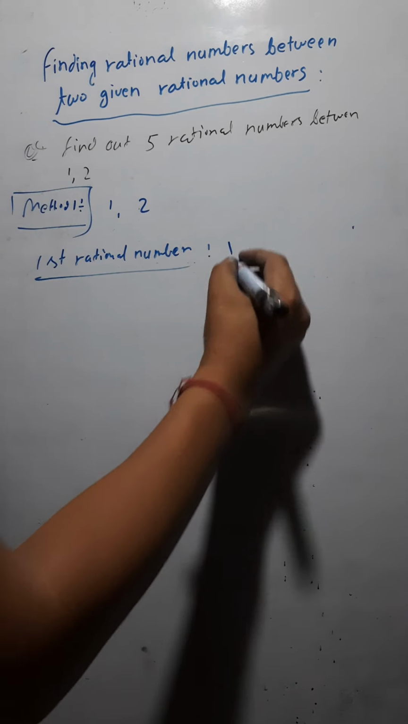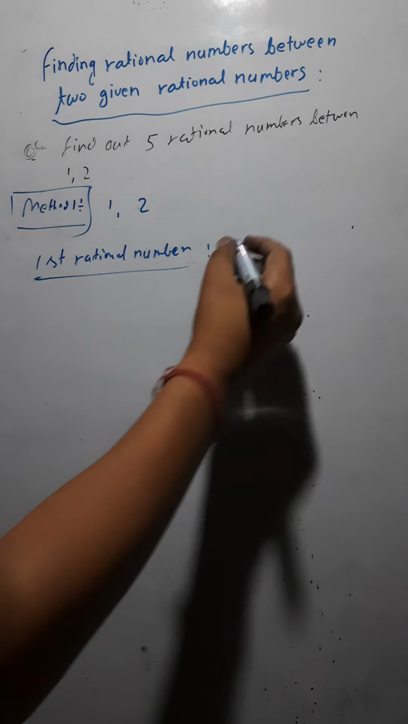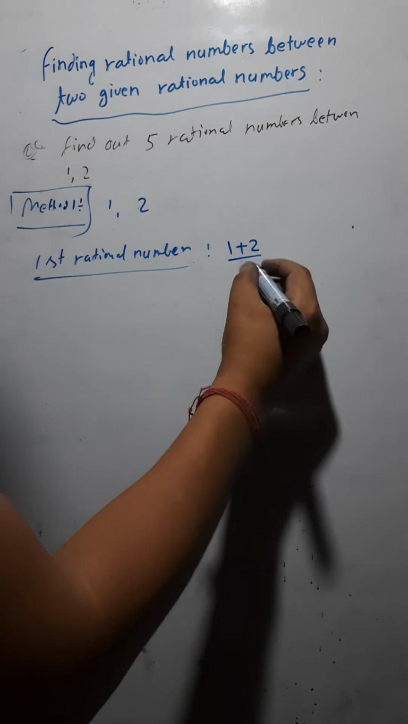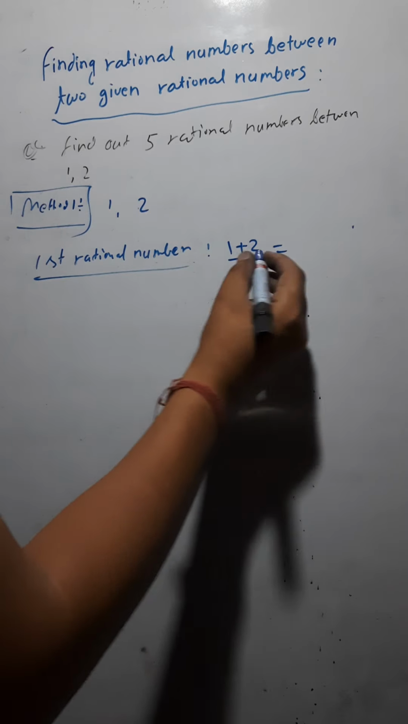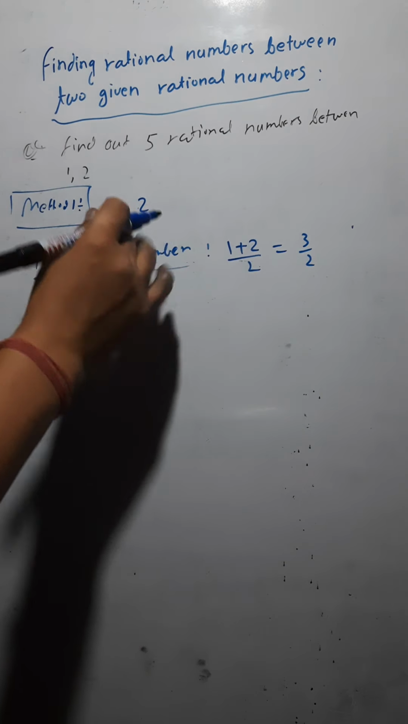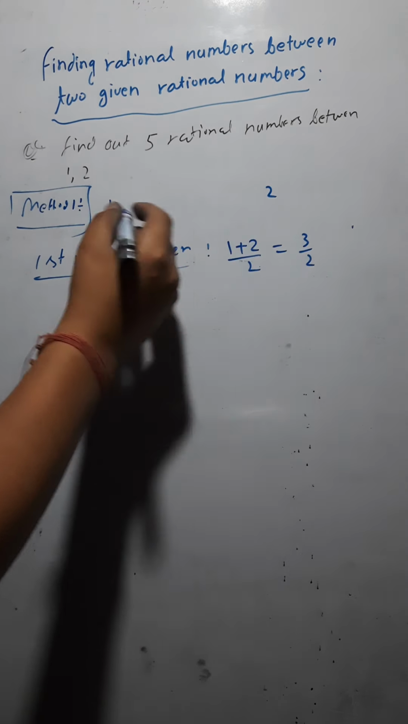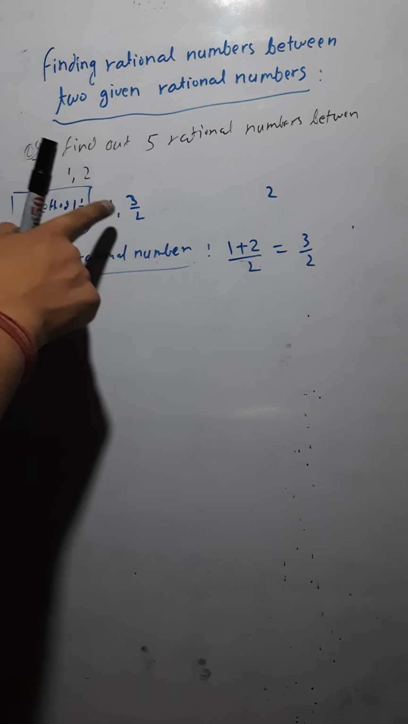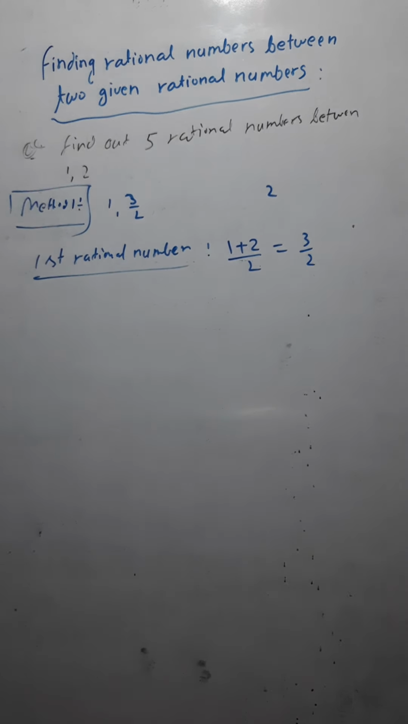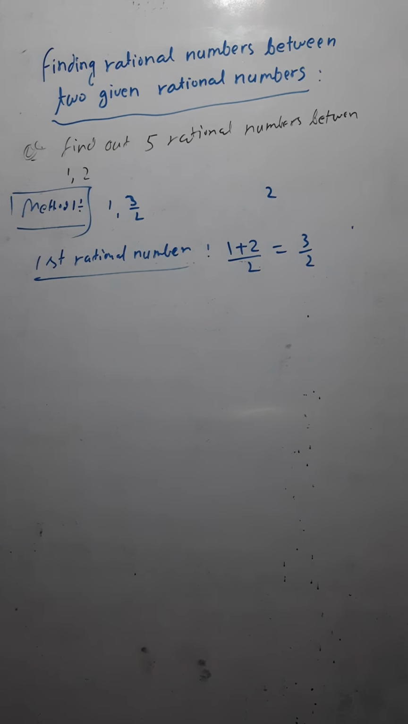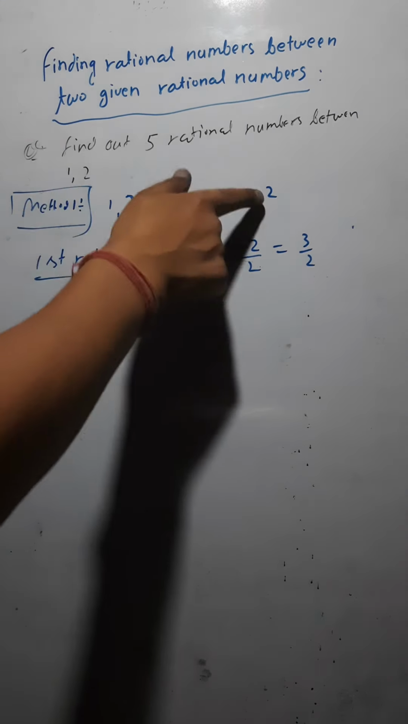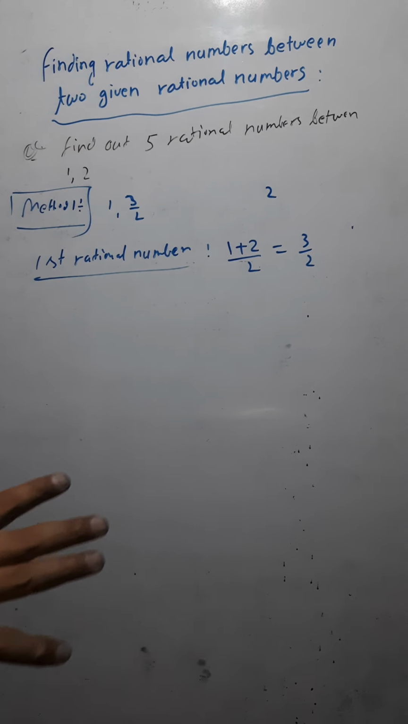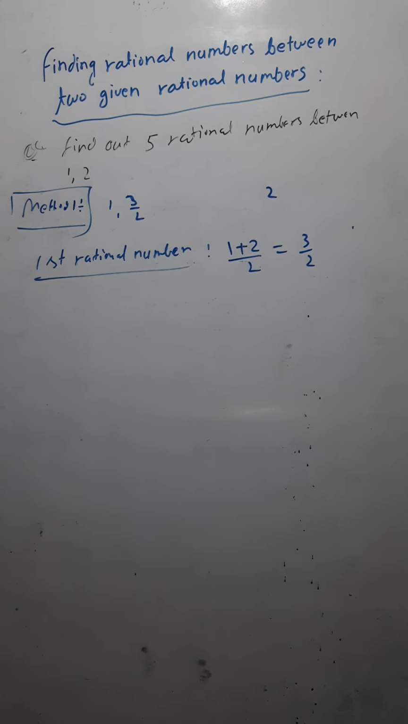So let's say the first number is 1 and the second number is 2. You add these two and divide by 2, and you get how much? 2 plus 1, 3 by 2. So this 3 by 2 would be a number between 1 and 2, isn't it? Yes, because I have taken the mean of these two, 1 and 2. So this is how you would find the rational number between two given numbers.